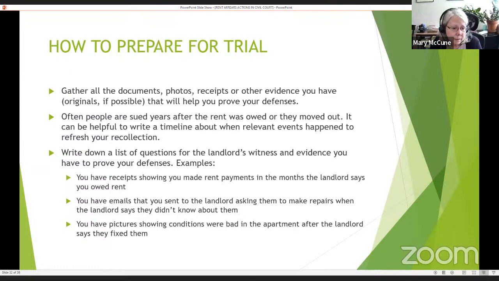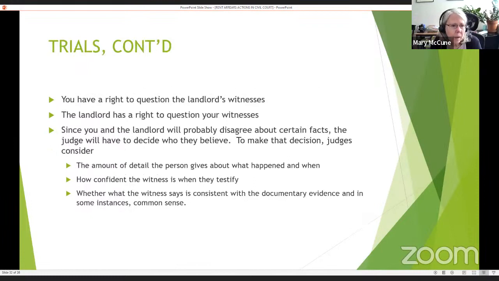So if you have receipts to show you made rent payments that aren't reflected in the tenant ledger, bring those with you. If you have emails from the landlord that back up what you said happened, if you have pictures that back up what you said happened, just bring them with you. You have a right to question the landlord's witnesses, and the landlord has a right to question your witnesses.